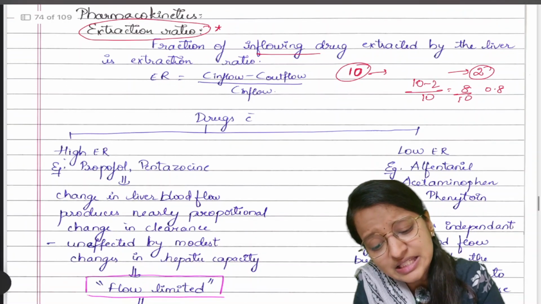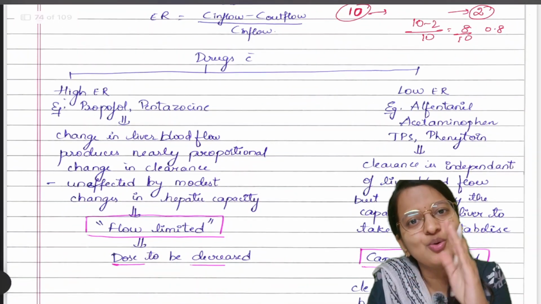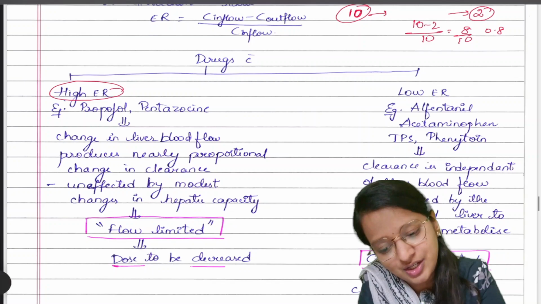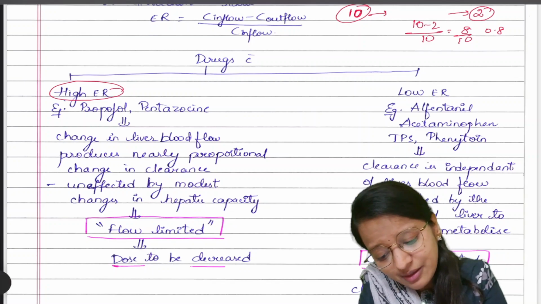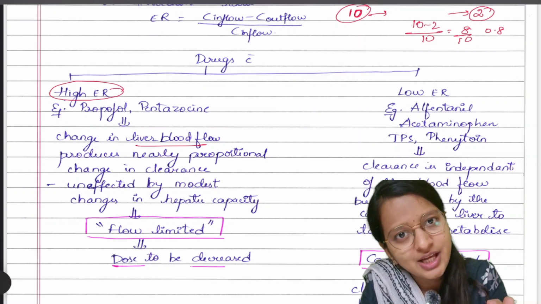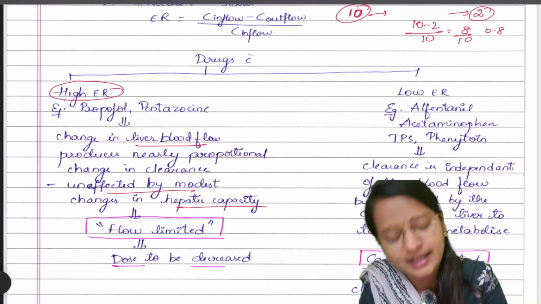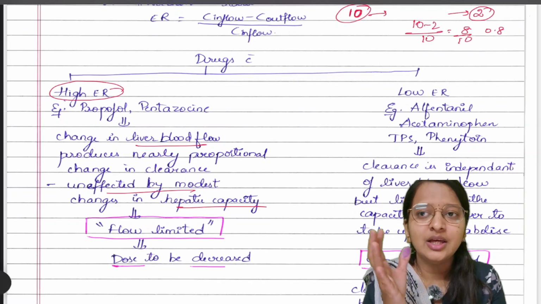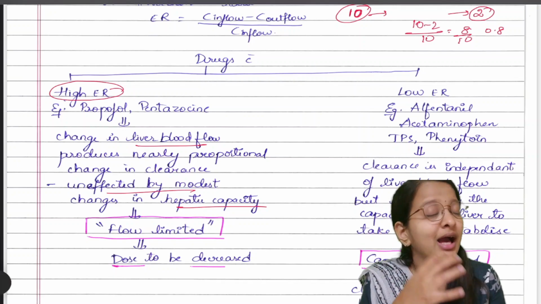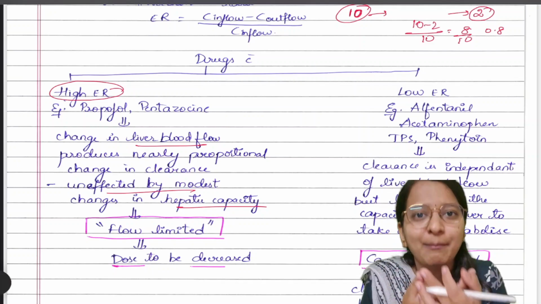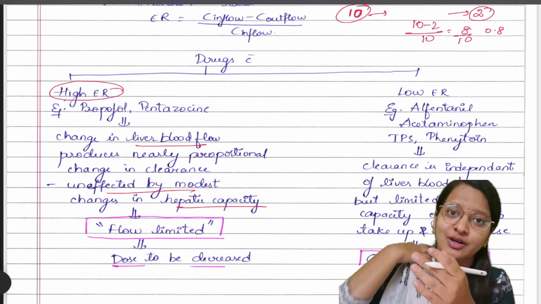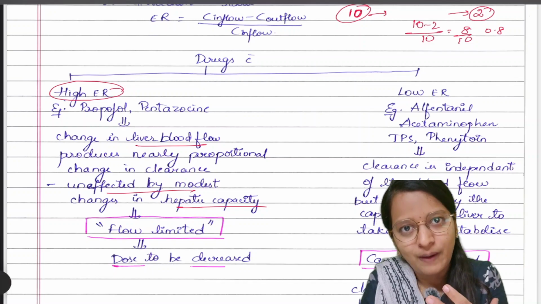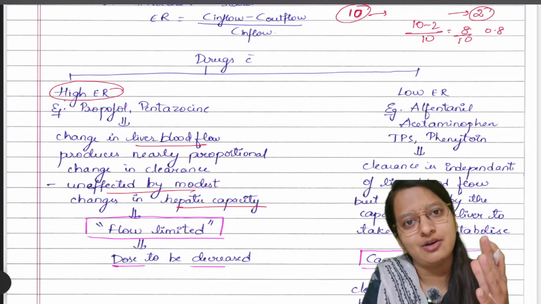Now, we'll see drugs with high extraction ratio and low extraction ratio. With drugs with high extraction ratio, a change in liver blood flow obviously produces a change in clearance, but it is unaffected by hepatic capacity. That means I am the liver. Okay? You have given me some work to do. I have good capacity to do that specific work, because I have a high extraction ratio. If you give me 10 things to do, I can easily do 8 things out of 10.